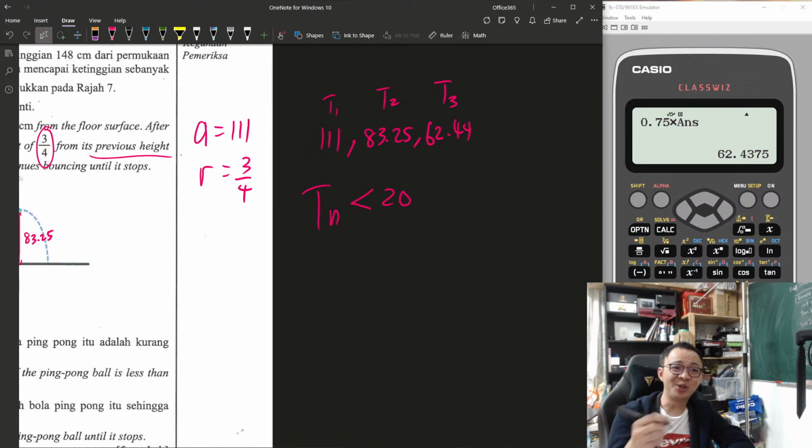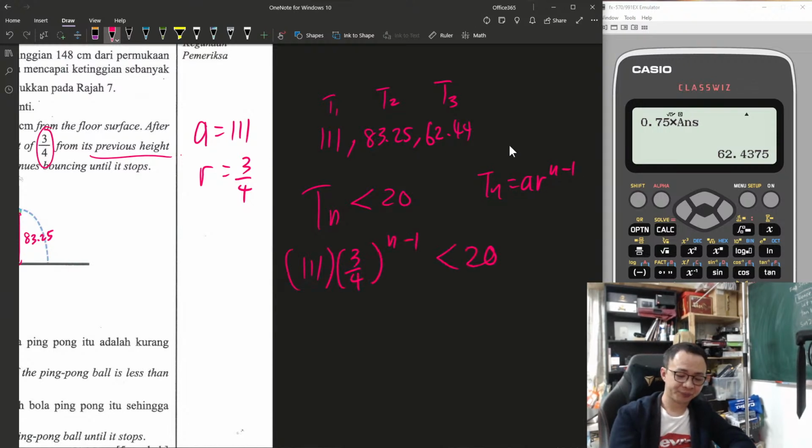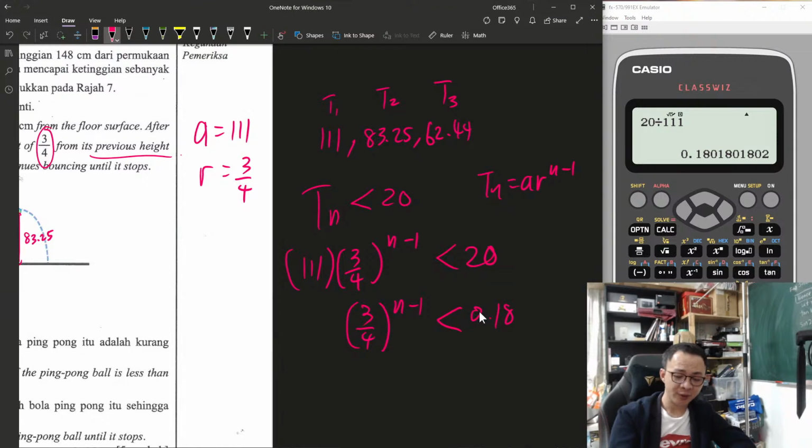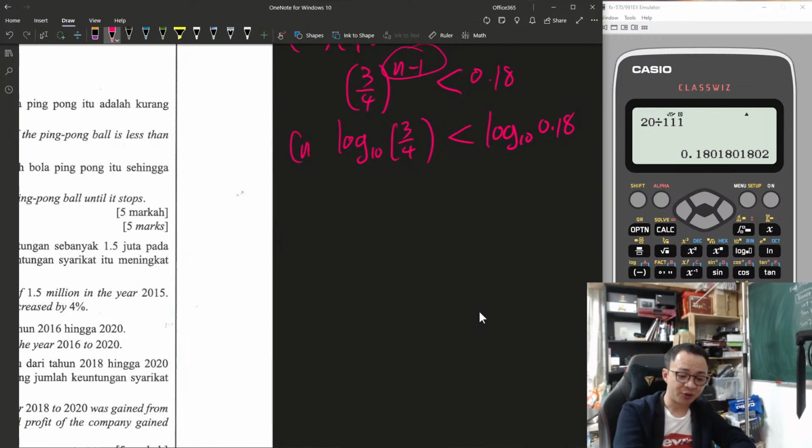So what I want to do is, I know this one is a GP because I multiply by 3 over 4, not plus or minus 3 over 4. The GP Tn formula is ar^(n-1). So my a is 111, my r is 3 over 4, (3/4)^(n-1) less than 20. So I will solve this one definitely. This one is 20 divided by 111, so I get a decimal, 0.180. Okay, so then next thing is I will take log 10 for both sides, because in order to find n, I need to use the log here. Then n minus 1 I will drop to the front.